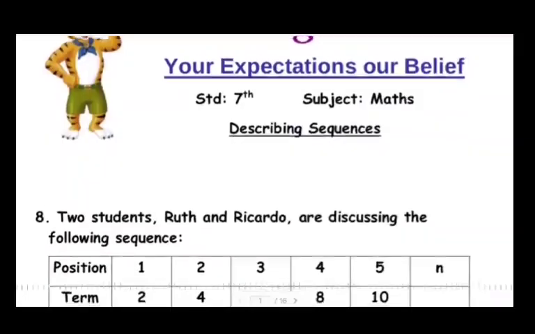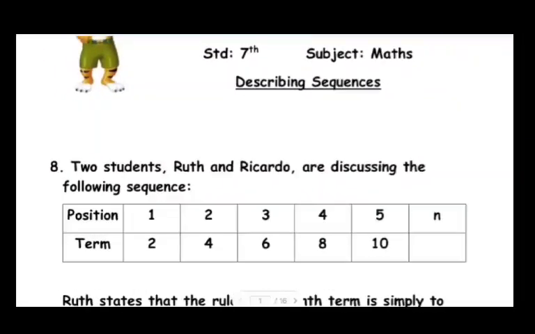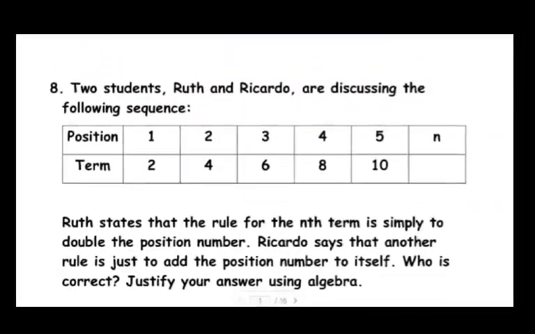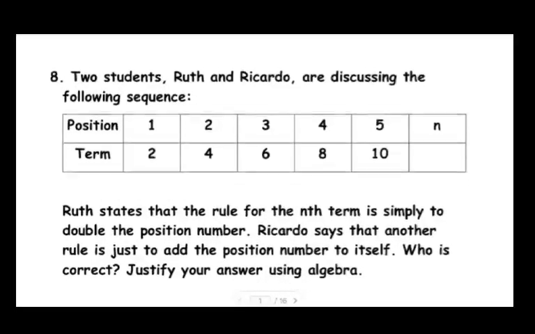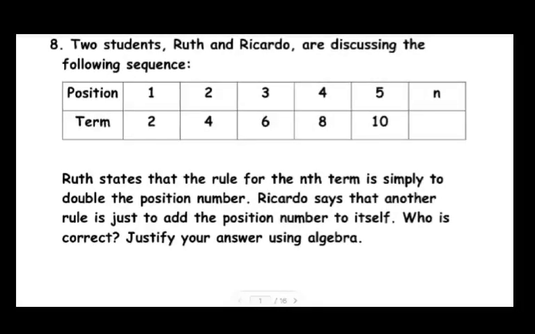Our eighth sum says, two students, Ruth and Ricardo, are discussing the following sequences. These are the positions and the terms given. Ruth states that the rule for the nth term is simply to double the position number.